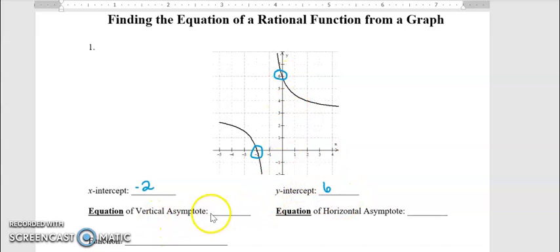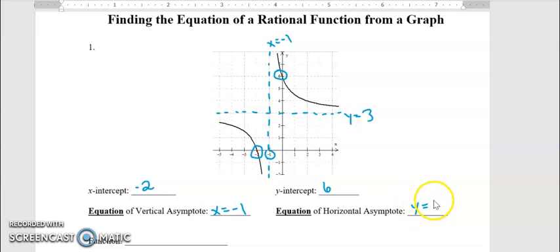Okay, vertical asymptote. There appears to be a vertical asymptote right here, which is where x is equal to -1. So there's a vertical asymptote at x equals -1. And a horizontal asymptote. Again, we're having to sort of approximate, but it looks like there's a horizontal asymptote at y equals 3.